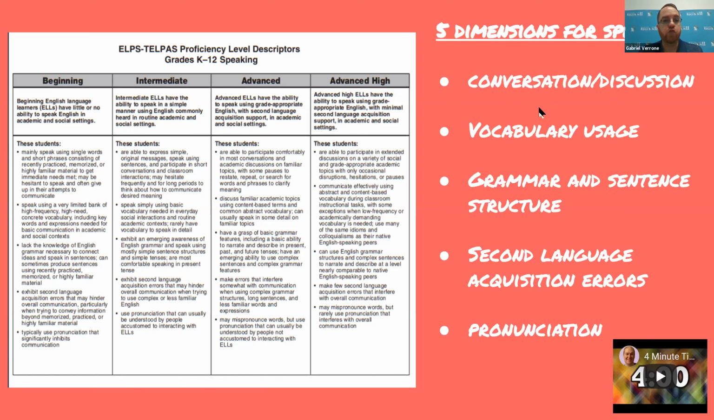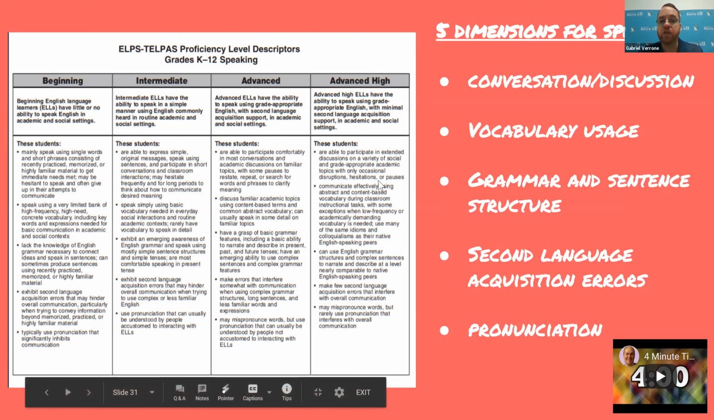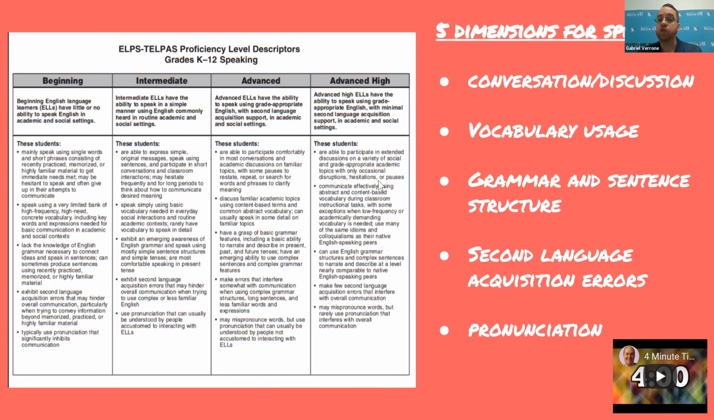Their vocabulary usage, from very simple, concrete vocabulary to vocabulary comparable to English learners, especially in terms of academic vocabulary use, right? It looks at grammar and sentence structure, right? Then it talks about the persistence or lack thereof of second language acquisition errors. And then lastly, pronunciation, okay? So I recommend that when I send this to you, you refamiliarize yourself with these, but the LIAG is going to touch on a lot of this, so we're not going to belabor the point.